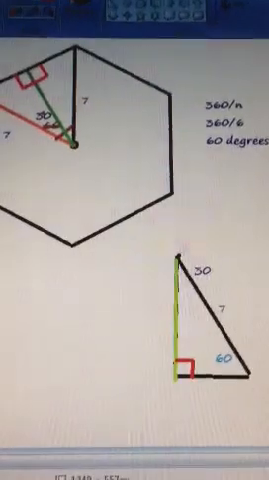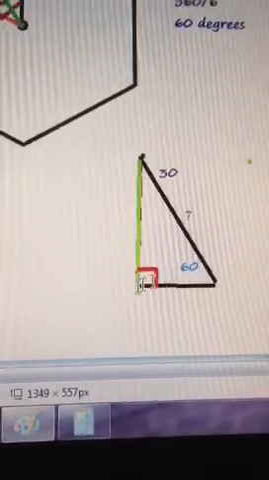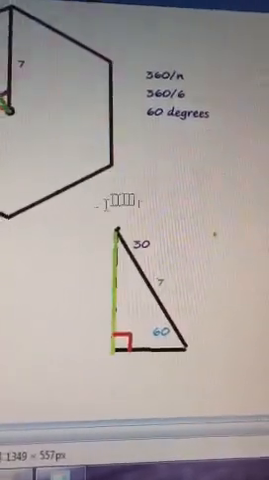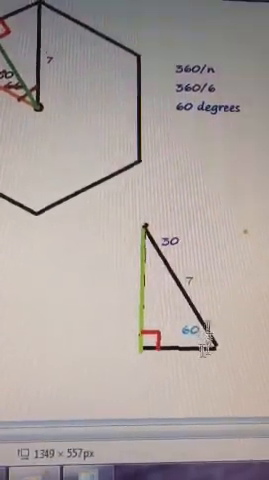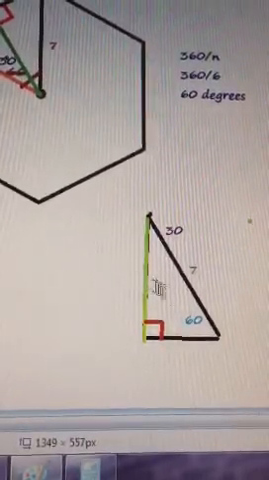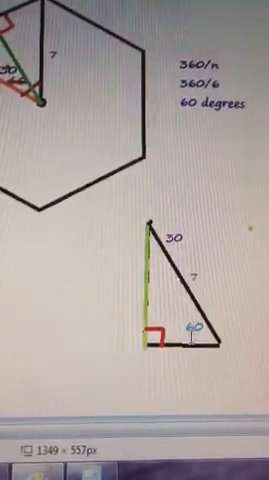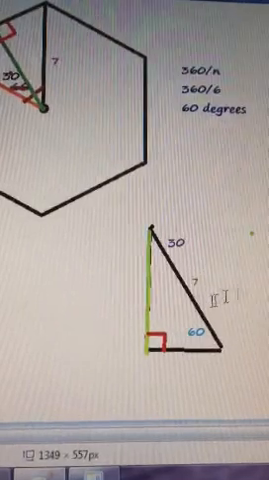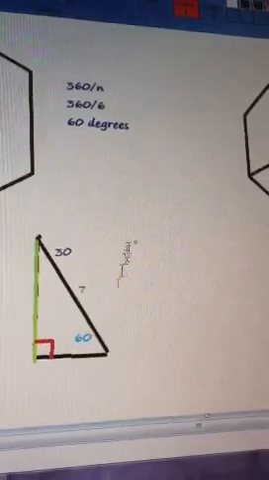Now that we know all this information for this triangle right here, and we know we're trying to find the green side right there, we're going to use something. Let's start with this 60 degrees right here. We're going to use the hypotenuse and the opposite. So opposite and hypotenuse would be sine.